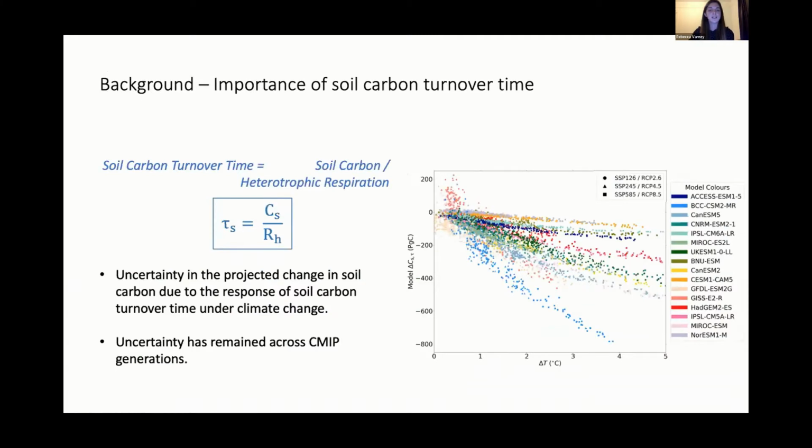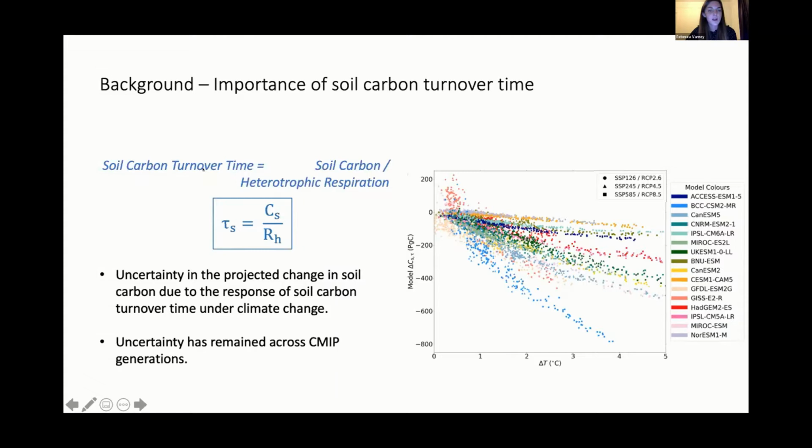So to isolate this response, we can define a soil carbon turnover time, which is the time carbon resides in the soil for. And it's defined as the ratio of the soil carbon pool to the carbon output, which I just said is that heterotrophic respiration flux. And soil carbon turnover time is projected to decrease exponentially under global warming. However, there is a large uncertainty associated with this.